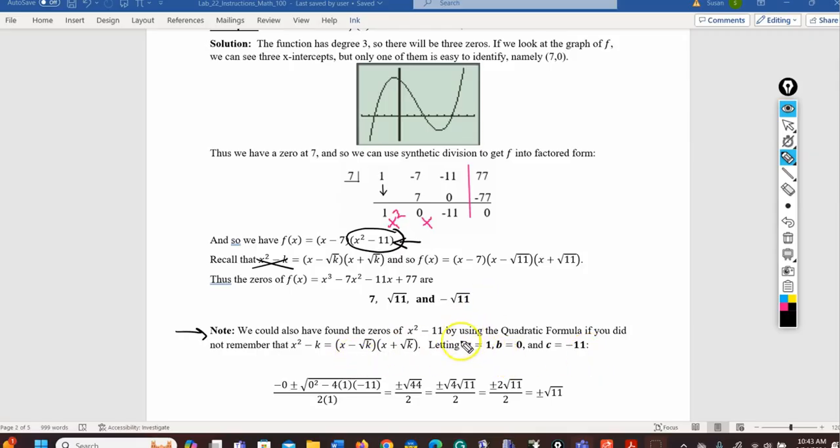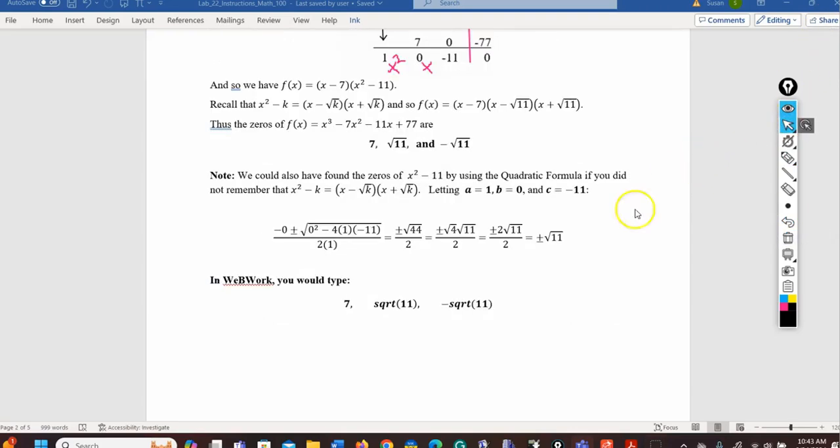So if you want to find the zeros of that, then of course A is 1, B is 0, there's no x term, and C is a negative 11. And if you plug in the quadratic formula, you get that the zeros are plus or minus square root of 11. Okay, so you could still get the answer. And what do you type for square root? So if they want you to type the zeros, separate them with a comma, you'd have 7 comma, and then just SQRT, and then whatever's inside the square root symbol.